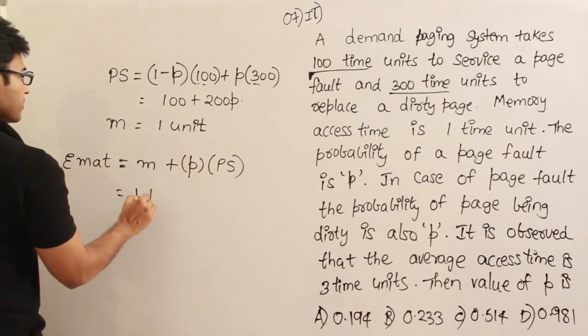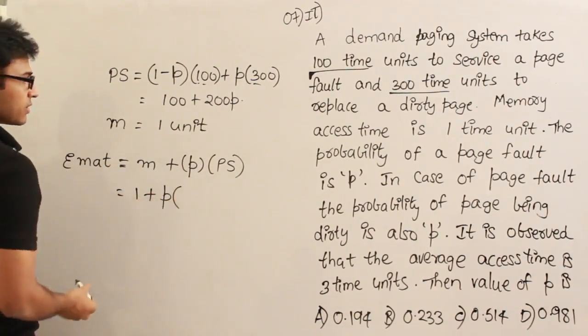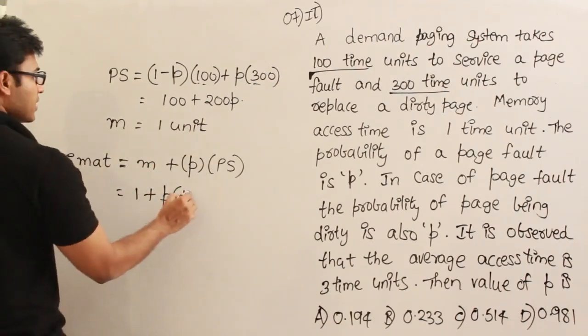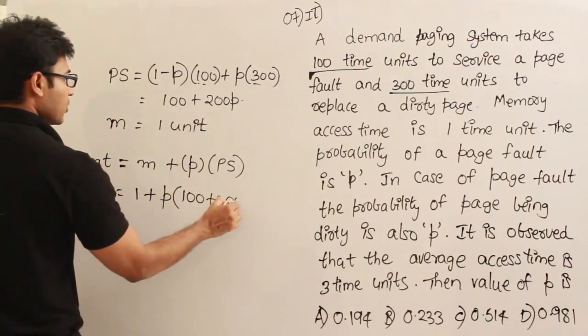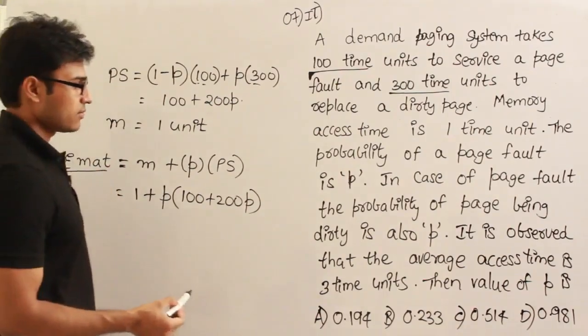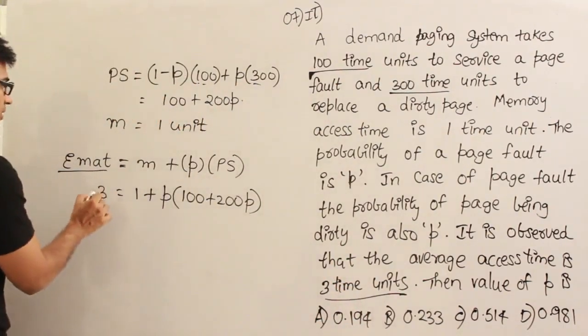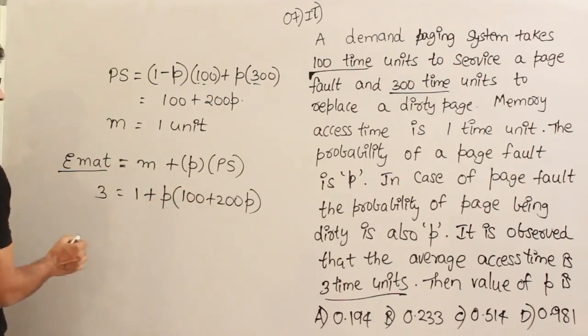M is 1 unit plus what is page fault? Page fault rate is P, that is what they have given, and the page fault time is 100 plus 200p. Now they are saying that the effective memory access time is found out to be 3 units, which means this entire thing happened to be 3 units. Then we have to solve it and find the value of P.